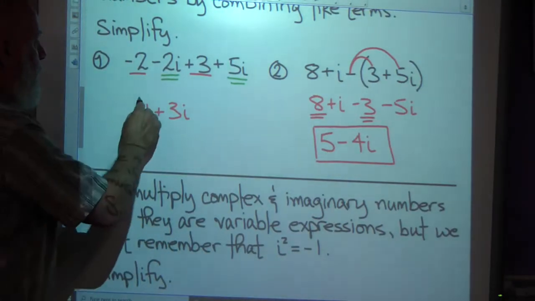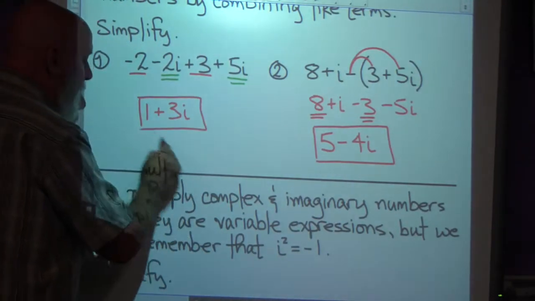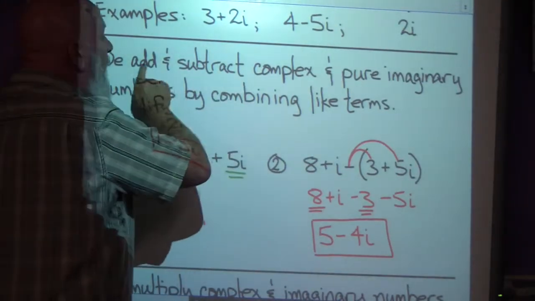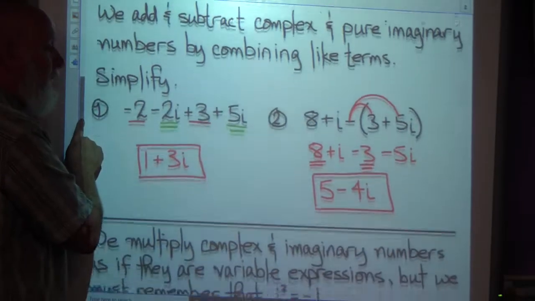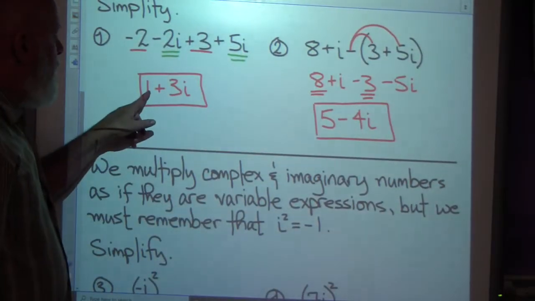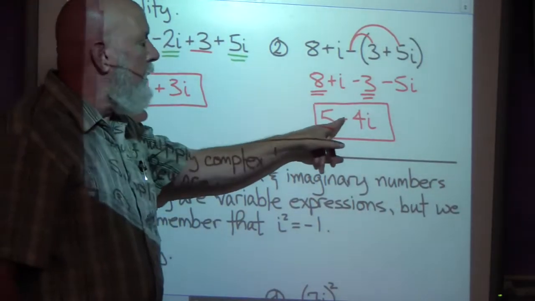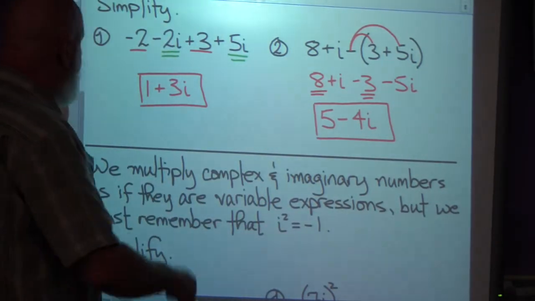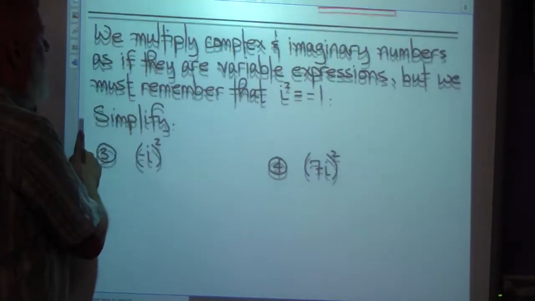Okay? So we just simplified by combining like terms if all we're doing is adding and subtracting. We treat them just like variables, even though they're not. This is real plus an imaginary number. This is real plus or minus, in this case, an imaginary number. They're complex numbers. Let's take a look at multiplying.